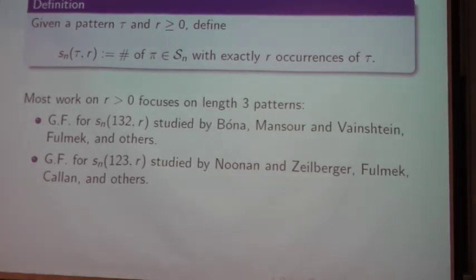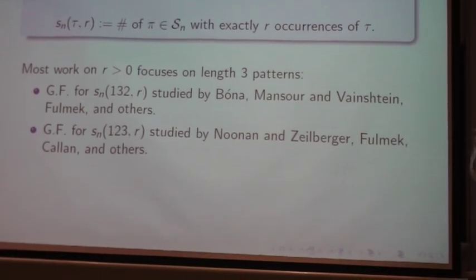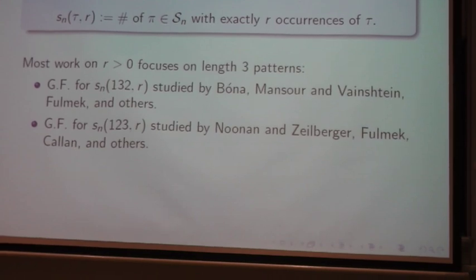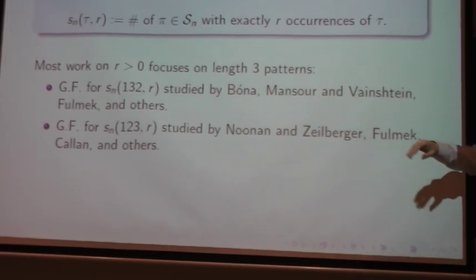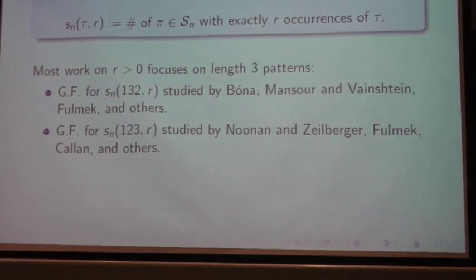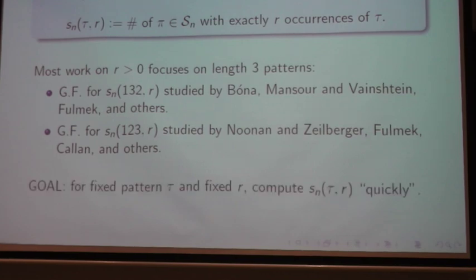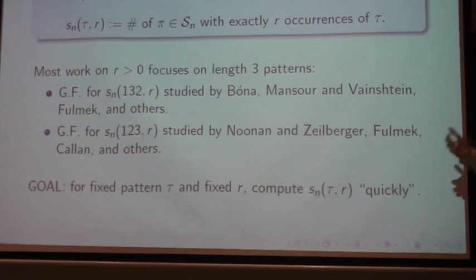Now in the case that r is strictly larger than 0, most of the work has focused on length 3 patterns. The generating function is known for some small r values for the pattern 1, 3, 2, as well as 1, 2, 3. Our goal is, for some fixed pattern tau and a fixed r value, to be able to compute these quickly. So in a sense, it's an efficient enumeration algorithm for computing this sequence.